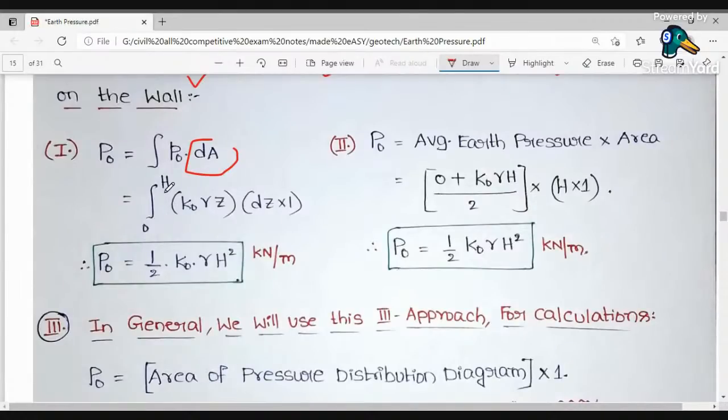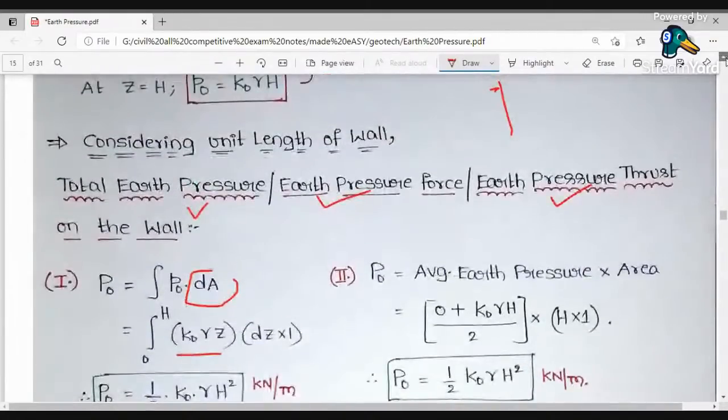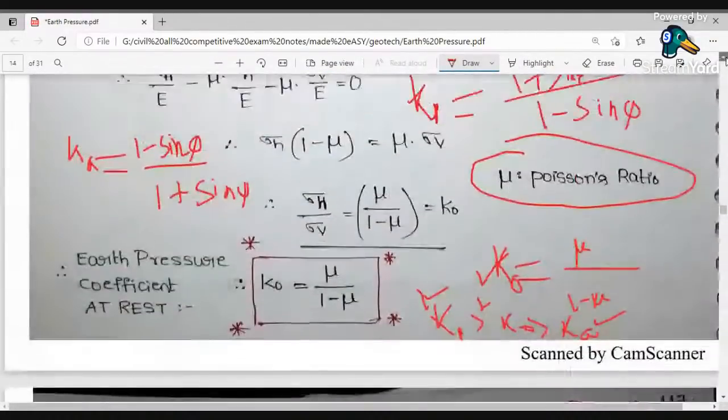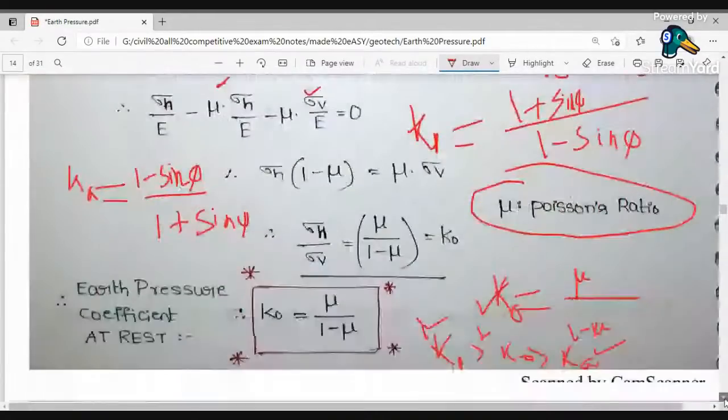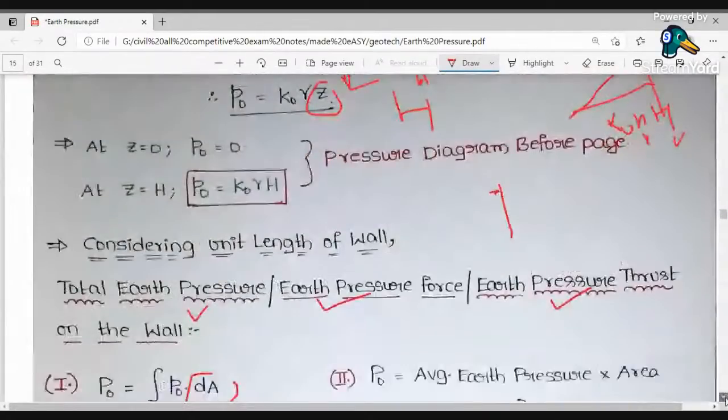So from 0 to A it is K naught gamma Z into dz into 1. We took a soil element, and for the soil element, the earth pressure at rest at that point Z, we are getting K naught gamma Z, right? Okay, you can see in the figure that this is K naught gamma Z. This value is P naught, right? So at the Z point, the P naught value is K naught gamma Z. So we are putting that value.